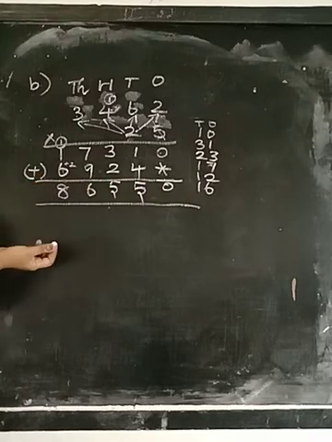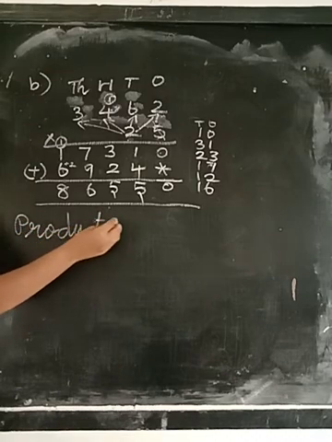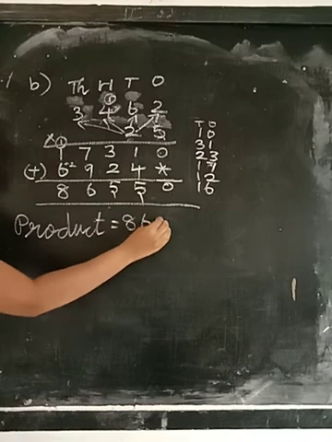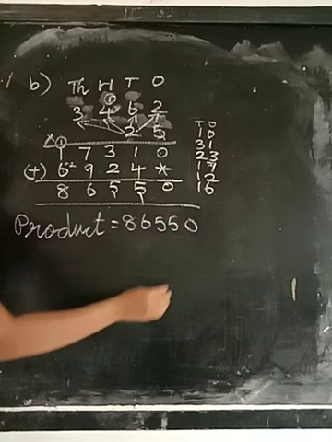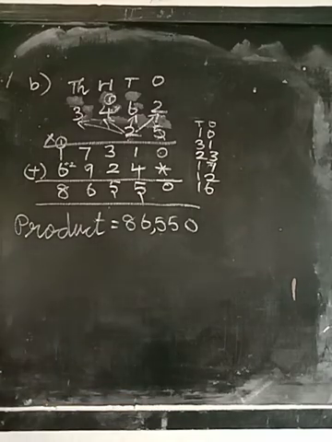After this no number is there. So the answer has been completed. Now you write it as product. It is equal to 8 6 5 5 0. So 86,550 is the answer.